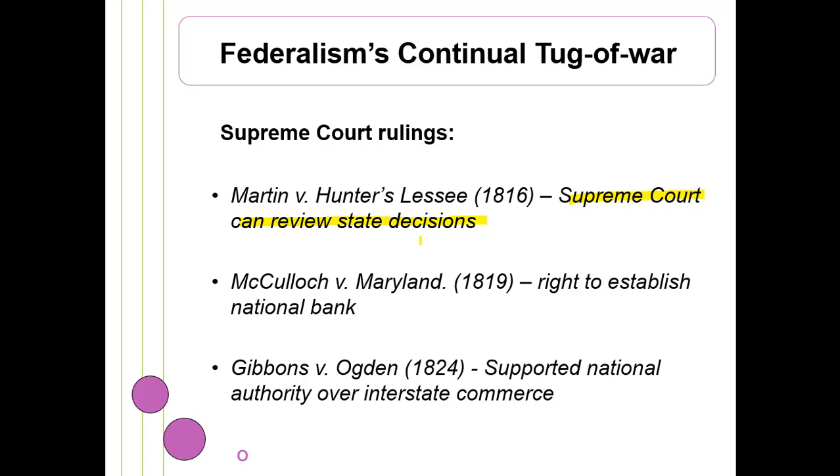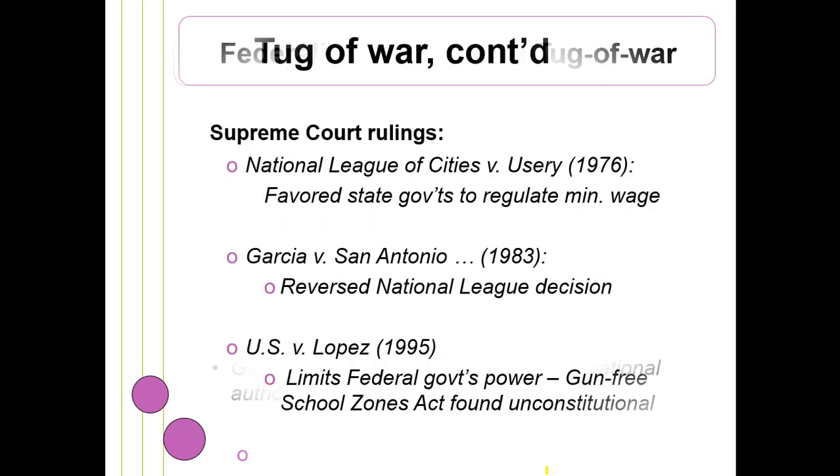So if there are any appeals that go beyond that, the U.S. Federal Supreme Court has final say on that ruling. Another case here gave the federal government the right to establish a national bank, and another one, national authority over interstate commerce. So in the early 1800s, there were a few cases that reinforced the idea that, yes, the federal government is the supreme law of the land. But then, particularly as we get closer to the modern era, states start pushing back here and there.